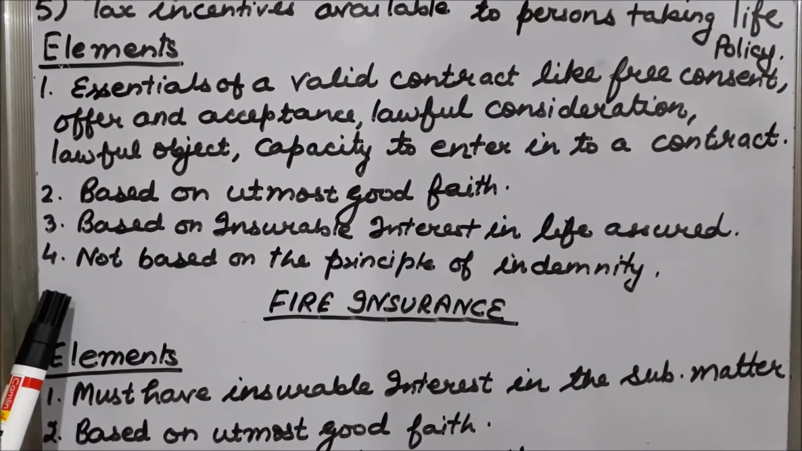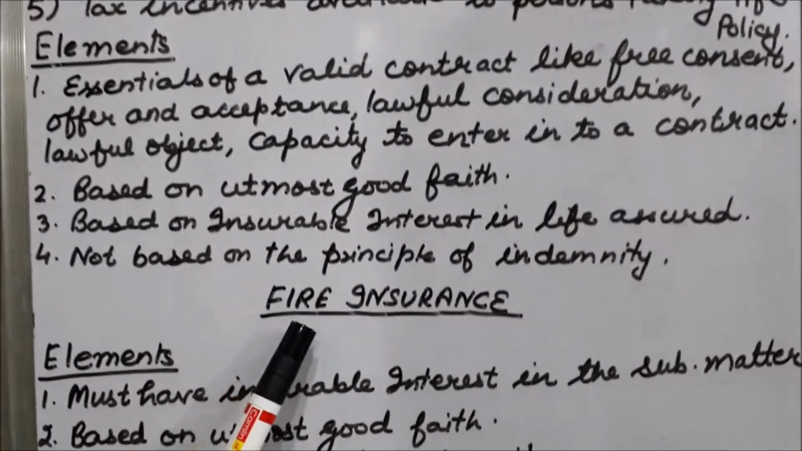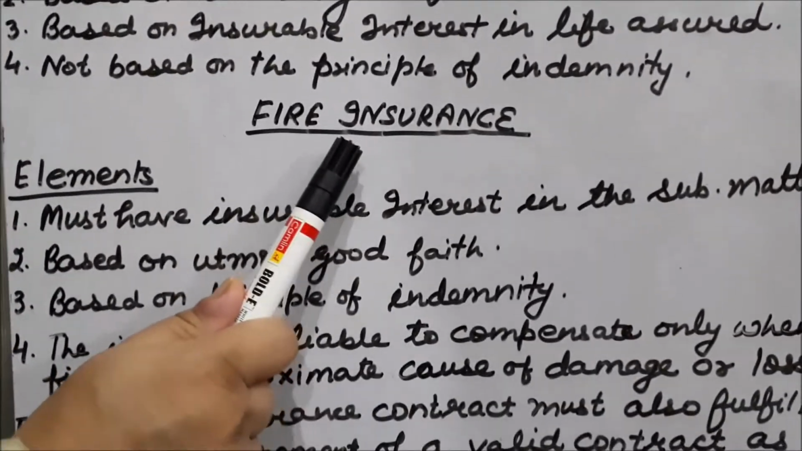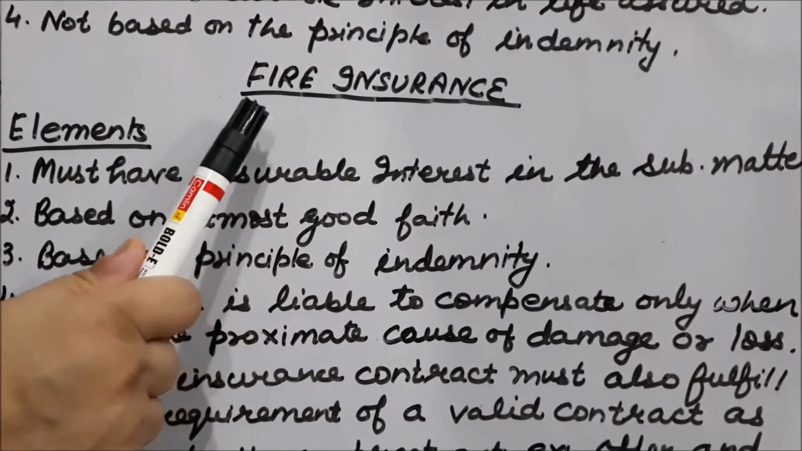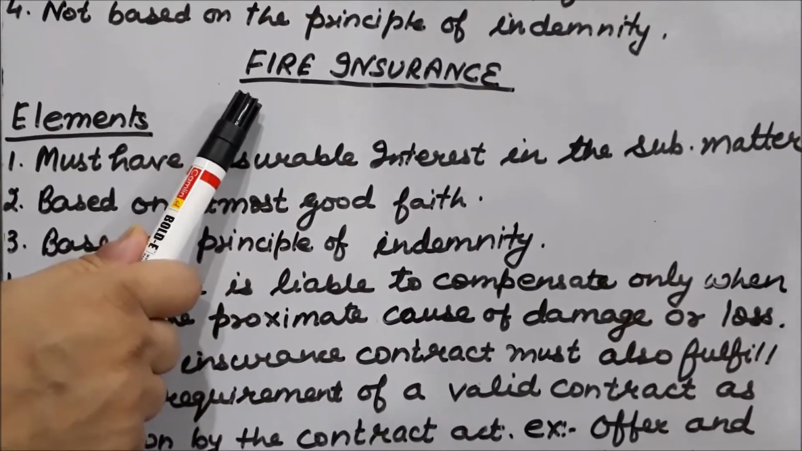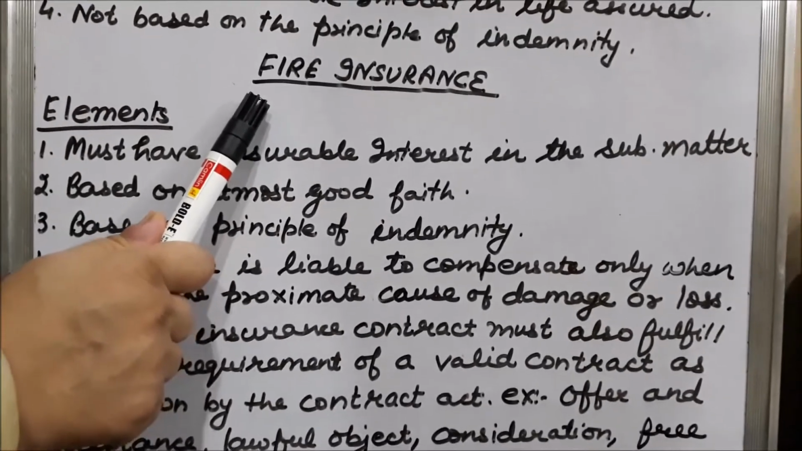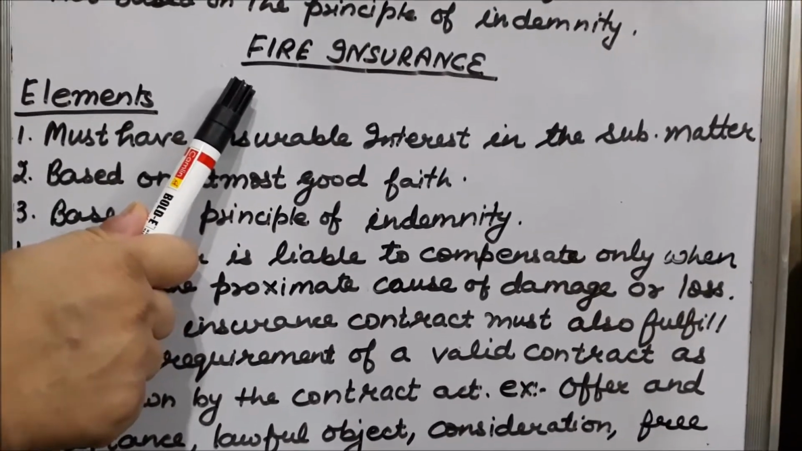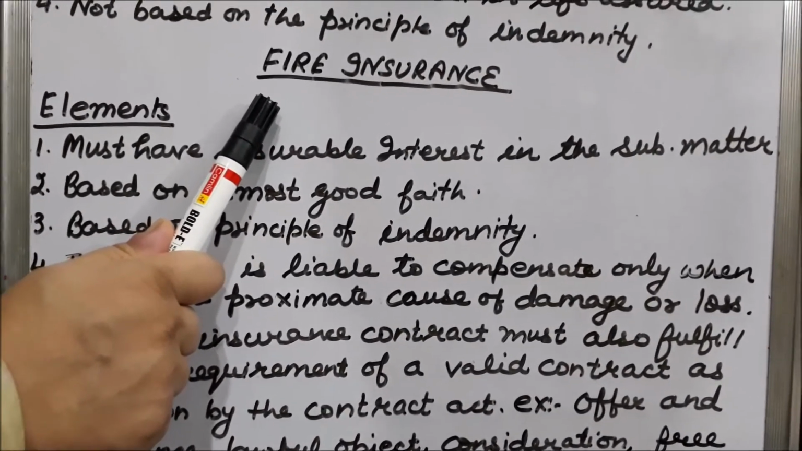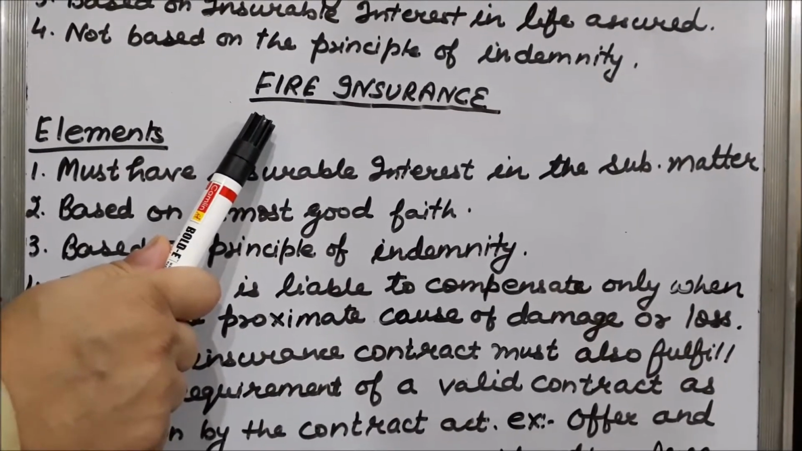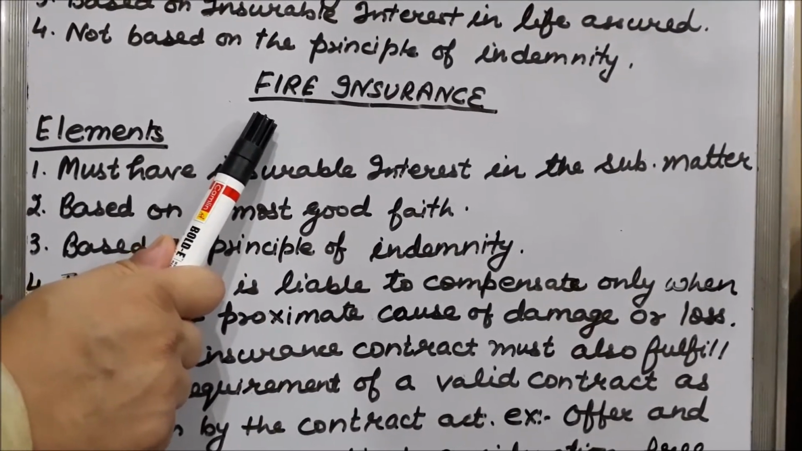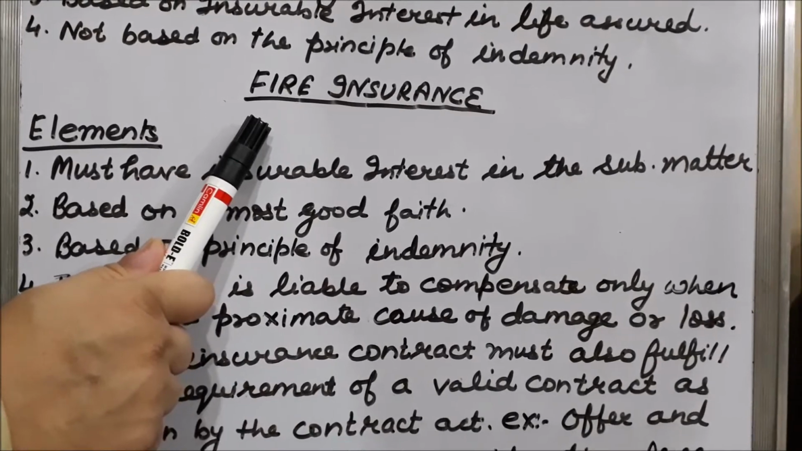Students, now I will discuss with you the second type of insurance, that is fire insurance. Fire insurance is a contract whereby one party promises to pay a fixed amount of money to the other party on the happening of an event and in return of a fixed consideration called premium.